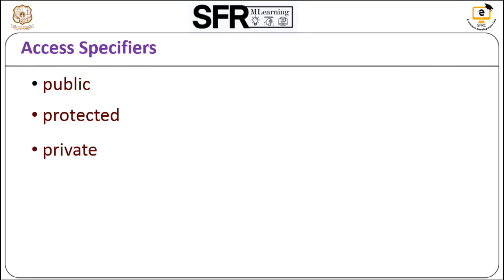These are the access specifiers that are used in inheritance. Access specifiers control how the base class members are inherited. Public members are accessible everywhere, protected members are accessible in derived classes, and private members are not directly accessible.